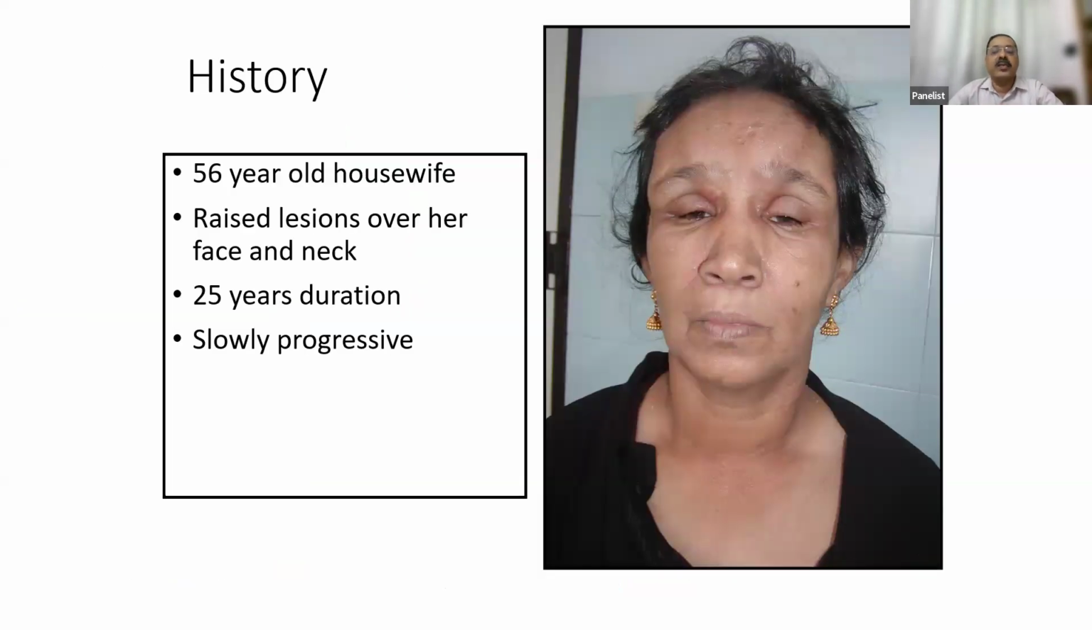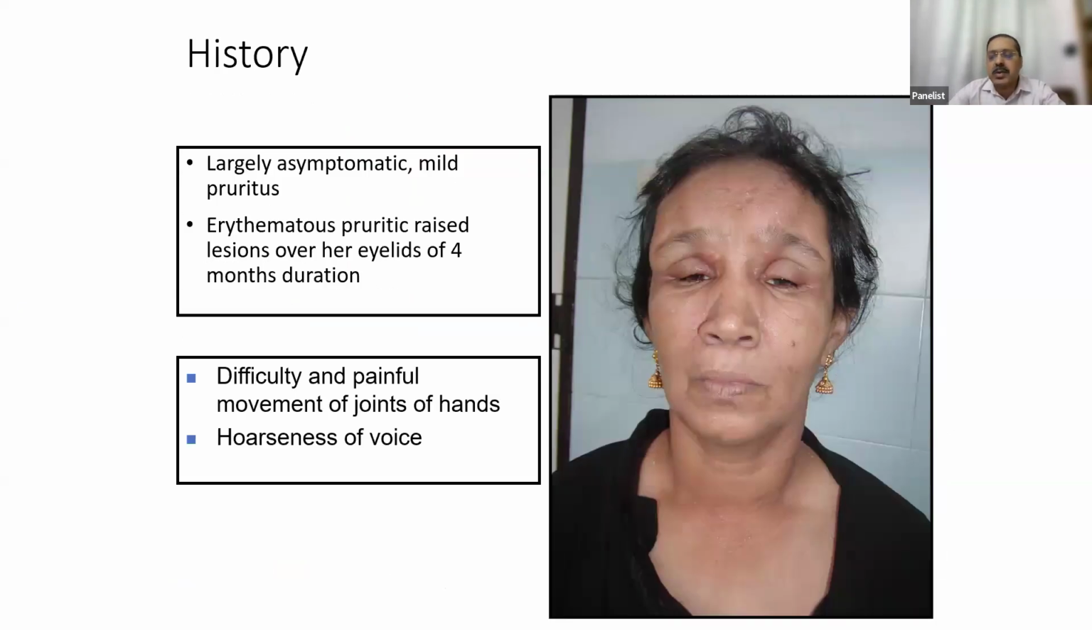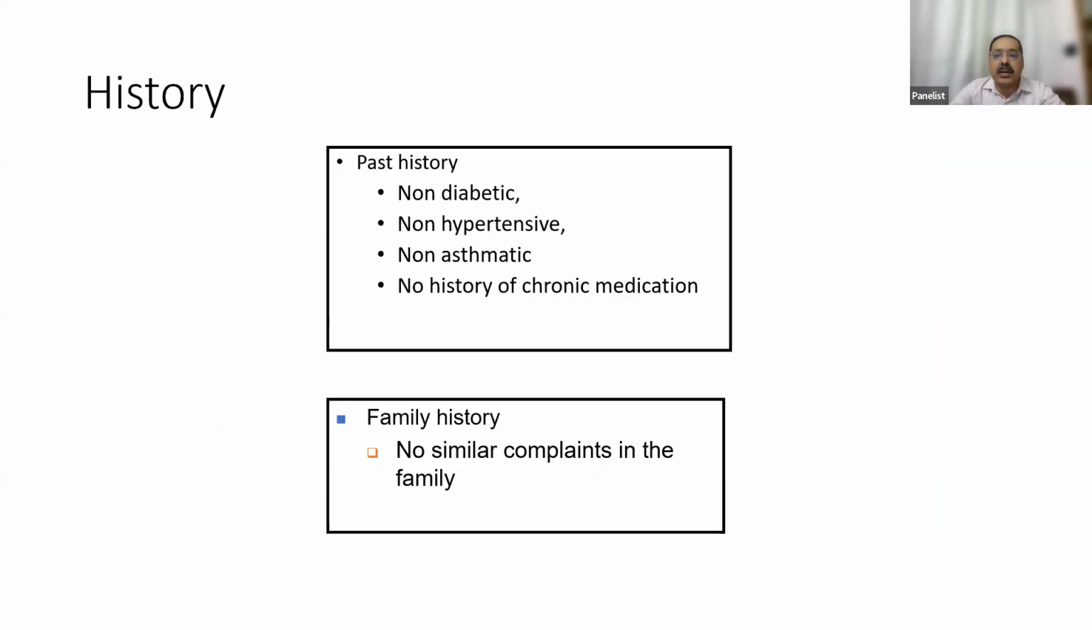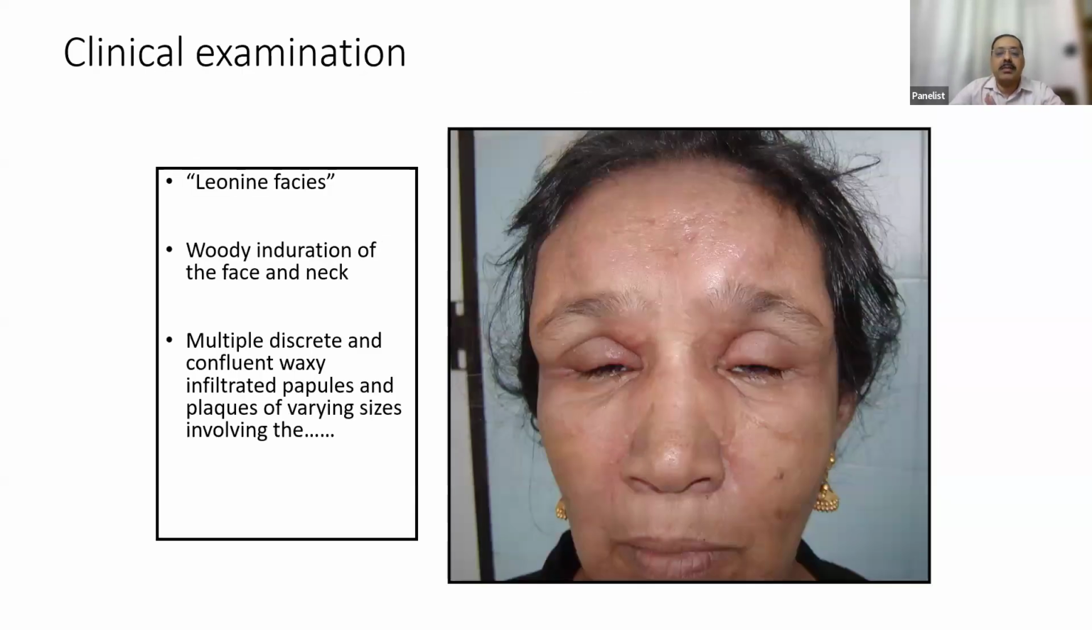Now, this is another set of infiltrate. This is our own case from our dermatology department. This is a 56-year-old housewife. She presented with raised lesions over her face and neck, of 25 years duration, slowly progressive, largely asymptomatic, with mild pruritus. Raised lesions over her eyelids of 4 months duration, with difficult and painful movement of the joints and hoarseness of voice. When we look at this sort of lesions, we think of certain possibilities. I'll come to that. Non-diabetic, non-hypertensive, non-asthmatic, no similar complaints in the family.